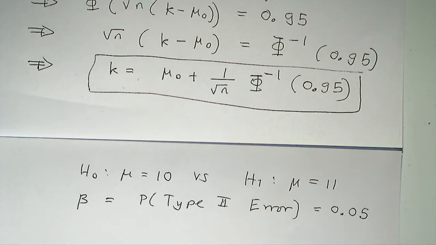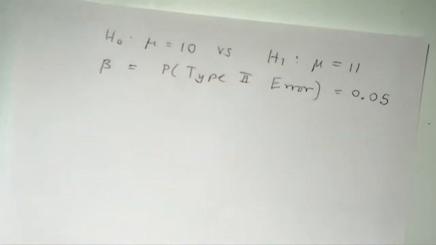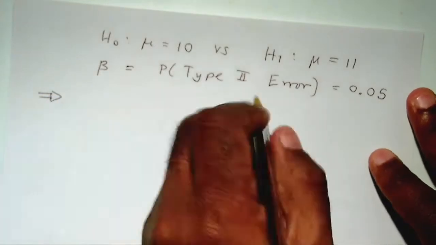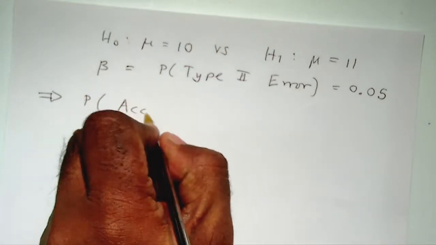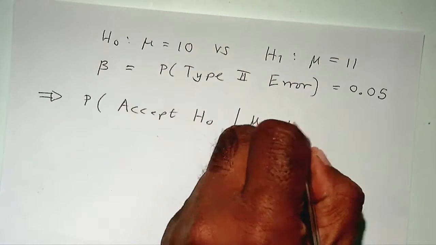All right. So let me show you how to. Let me take this away and put this here, guys. Sorry. Okay. All right. Now this implies, guys, the probability of type 2 error is the probability that we accept H0 when mu is equal to 11.